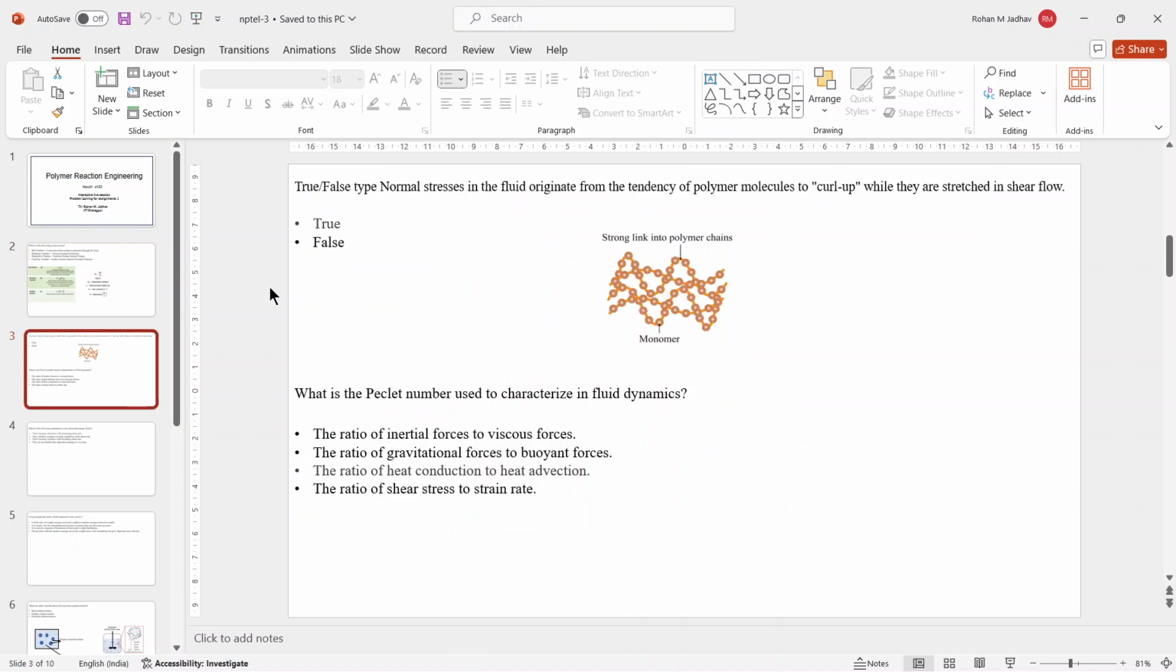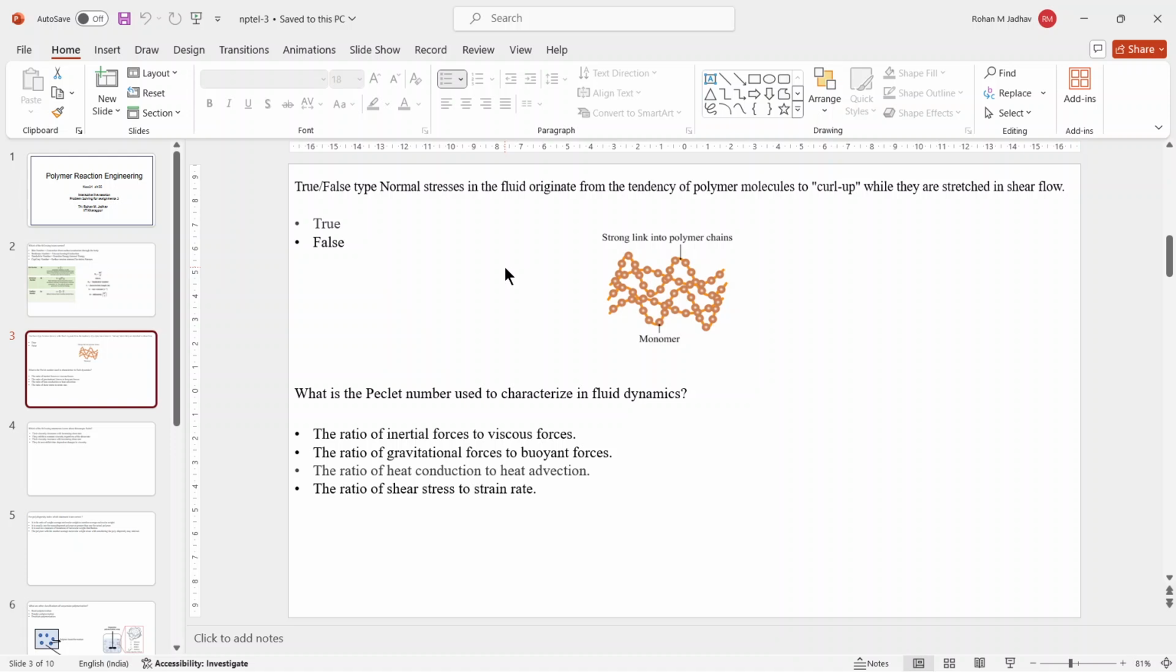Next one, we have a true or false type question. The normal stresses in the fluid originate from the tendency of the polymer molecules to curl up while they are stretched in shear flow. So what's happening is when you are stretching a polymer in shear flow, that is like the usual forces which are being applied during the shear process.